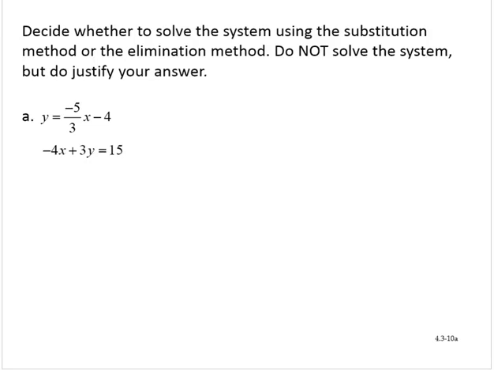Decide whether to solve the system using the substitution method or the elimination method. Do not solve the system, but do justify your answer.